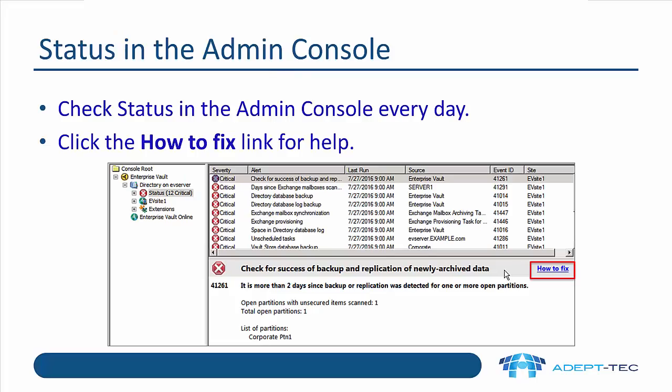So the first thing that we should consider with our daily checks is looking at the status in the admin console. You can find that right under Directory, as you can see in the screenshot. In this particular example, we've got 12 critical alerts. Ideally, there should be no critical alerts. All you should see is a nice green tick indicating there are no issues.